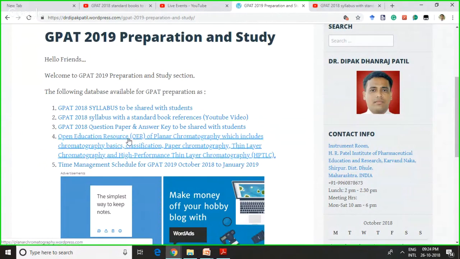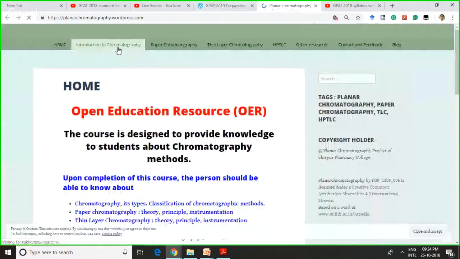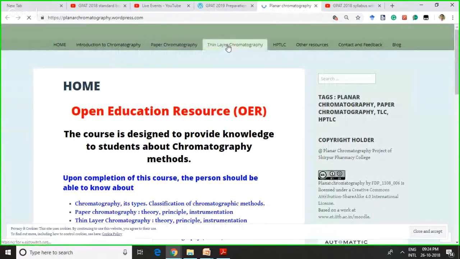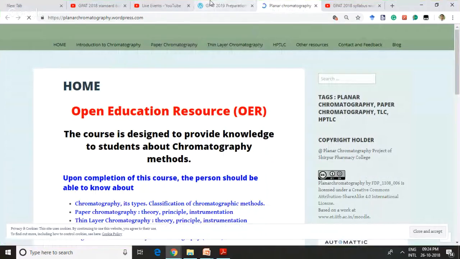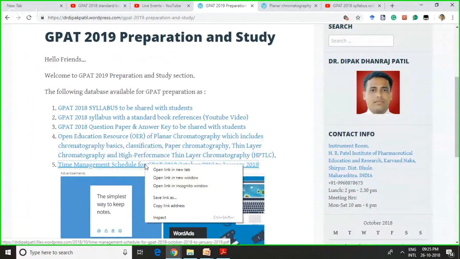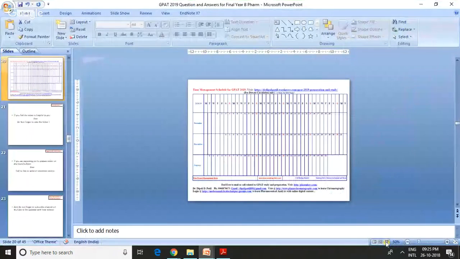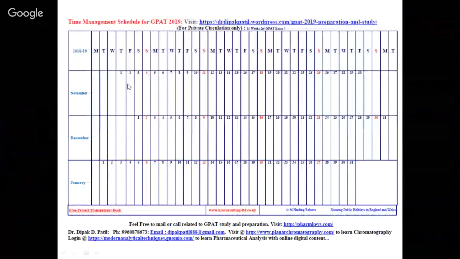And this is one chromatographic site which I had prepared, that is plannerchromatography.wordpress.com. Okay, so which contains the introduction to chromatography, paper chromatography, TLC, and HPTLC. And the last one is a time management schedule, which I am showing here. So if you open it in a new tab, you can get access to this schedule.